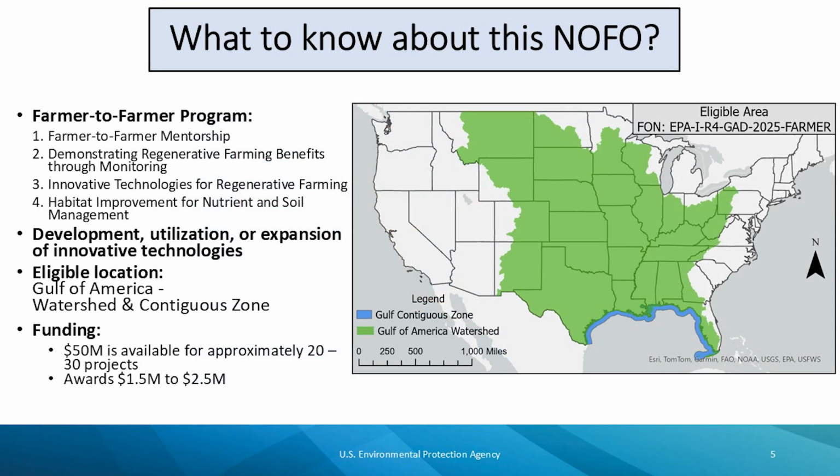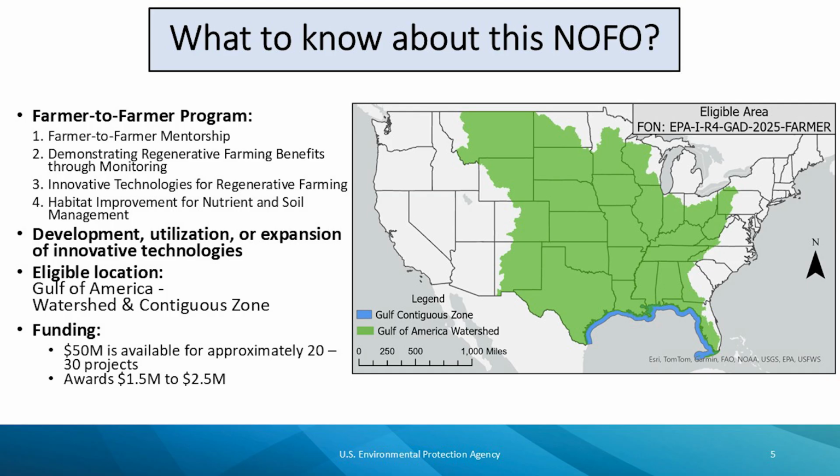What to know about this NOFO? This funding opportunity is for GAD's Farmer to Farmer program. Project activities must propose a water quality and/or habitat improvement project designed for one of 4 focus areas: farmer to farmer mentorship, demonstrating regenerative farming benefits through monitoring, innovative technologies for regenerative farming, and habitat improvement for nutrient and soil management.